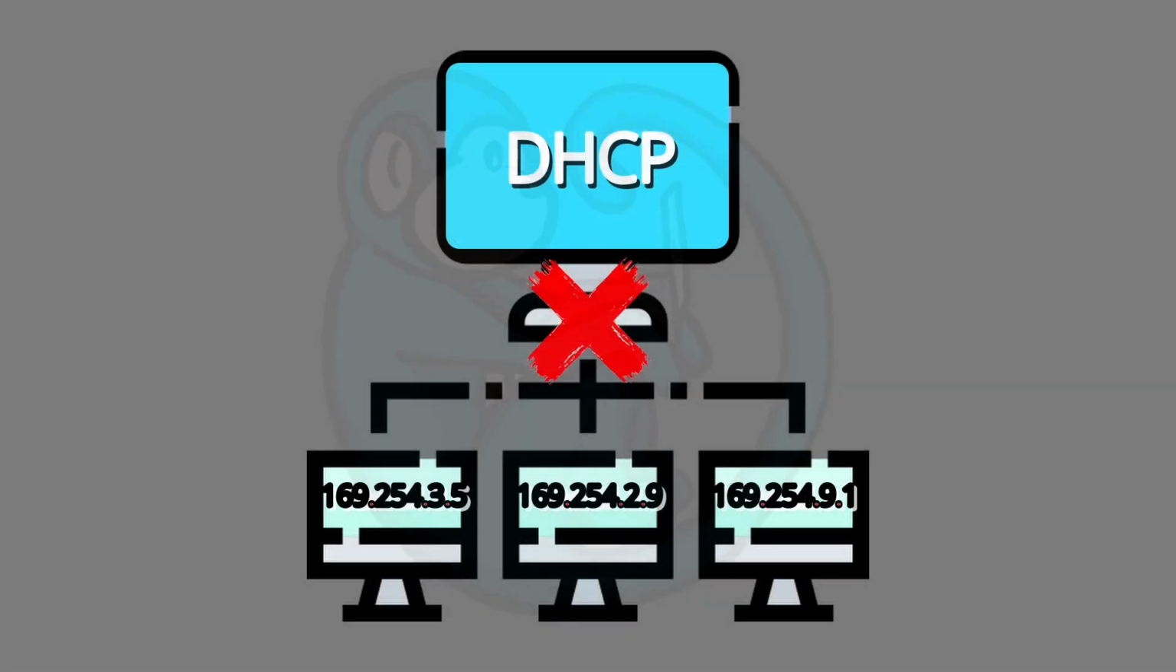Now that everyone on this local network with a non-responding DHCP server has self-assigned themselves IP addresses, they can communicate with each other, but remember, not with another network, right? As their addresses are not routable.